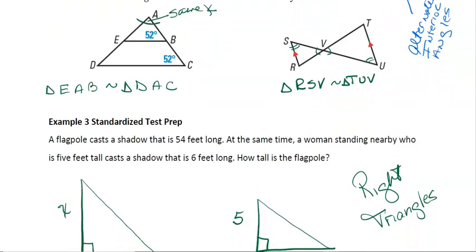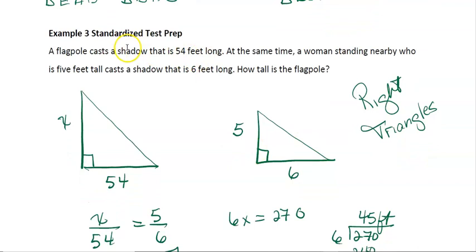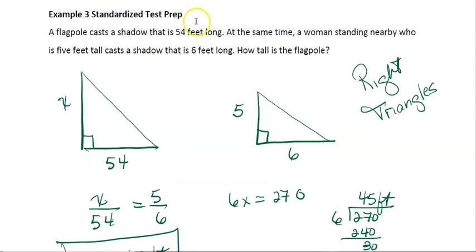Here's a standardized test prep question. When they talk about these shadow problems, okay, so you have a shadow, what you're seeing here is that the flag post casts a shadow that is 54 feet long. So here's the flagpole. It is perpendicular to the ground, therefore I have a right angle. Here's the shadow, and then connect these two edges to close the triangle. Here is the woman. She's 5 feet tall, and she's standing perpendicular to the ground, which means you get a right angle, and here is her shadow.